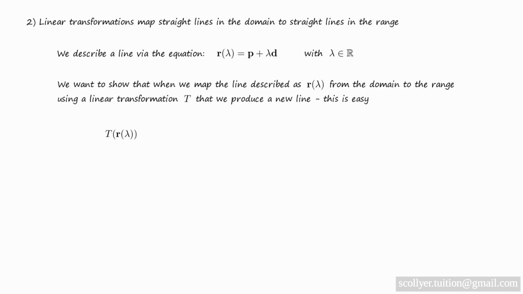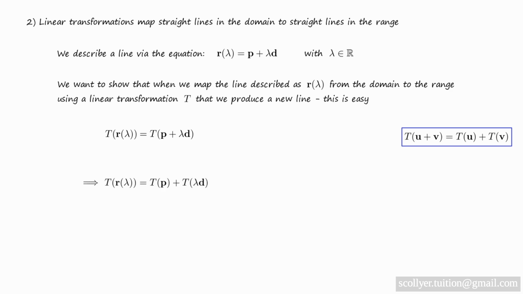So we map r(λ) using the linear transformation T, but since r(λ) = p + λd, then T(r(λ)) = T(p + λd). Now we apply the fact that T(u + v) = T(u) + T(v) for all vectors u and v, so that T(r(λ)) = T(p) + T(λd). We now apply the fact that T(au) = aT(u) for all vectors u and all real numbers a, to get T(p) + λT(d), where we have pulled the real number λ out of the second term, T(λd).